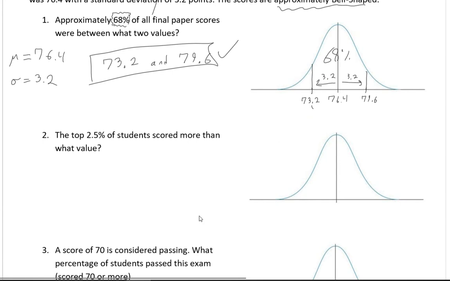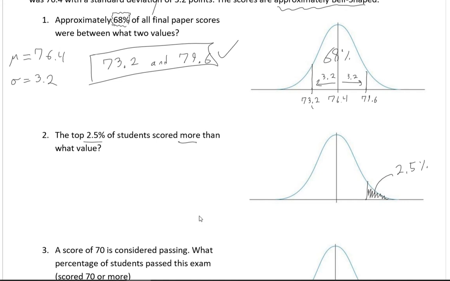All right, the top 2.5% of students scored more than what value? So the top 2.5% scored more than one value. What value? So that means we want a region up here, not exactly sure where, but this area represents 2.5%.